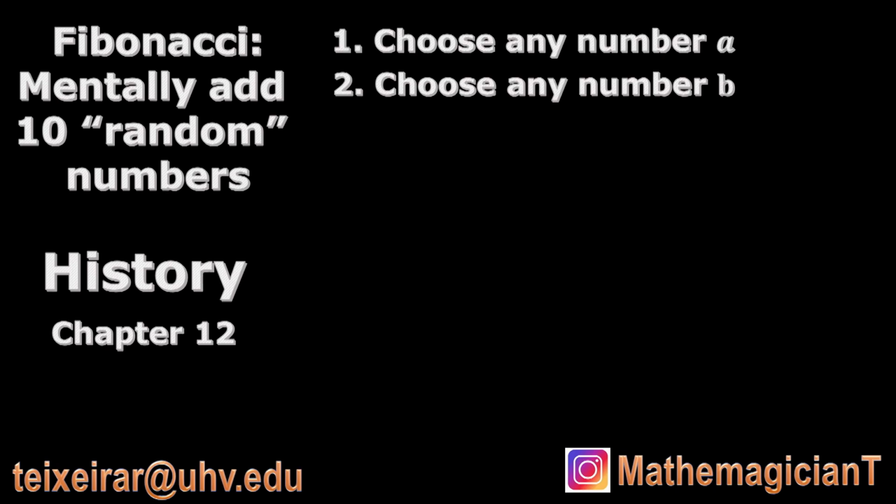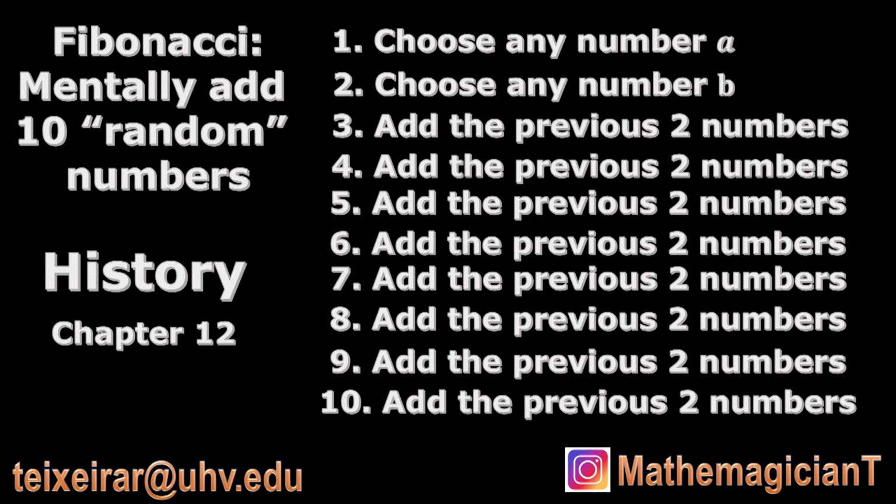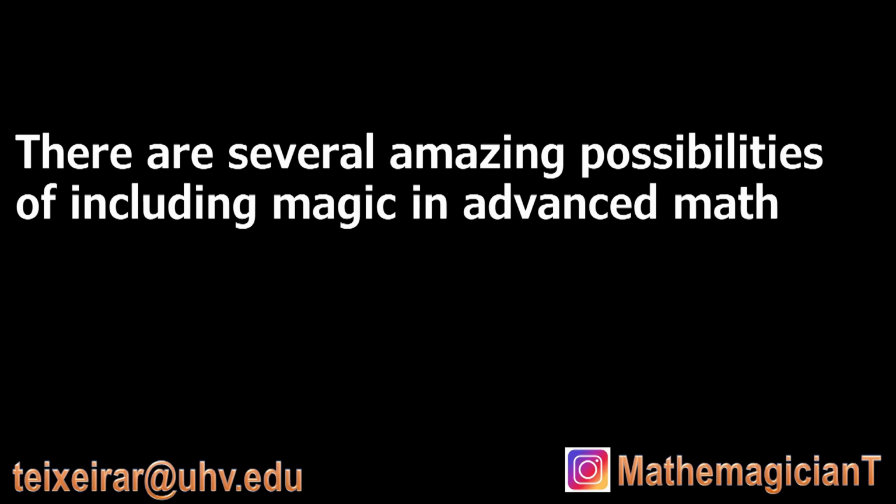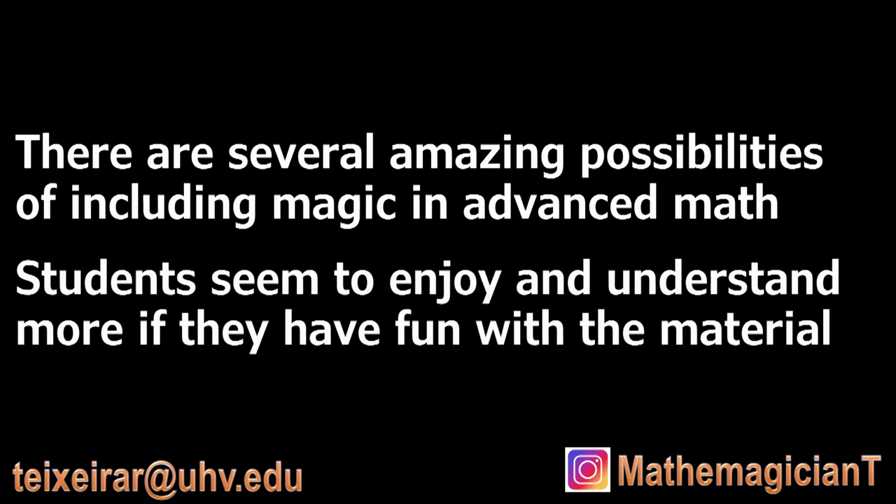Okay? For history of mathematics, we have a Fibonacci trick. It's pretty much creating a Fibonacci-like sequence, where you choose any two numbers, and then you create 10 numbers, and then you ask someone to add these numbers, but the addition would be just the seventh number of this list times 11. So there are amazing possibilities that can be done, and students seem to enjoy it a lot.